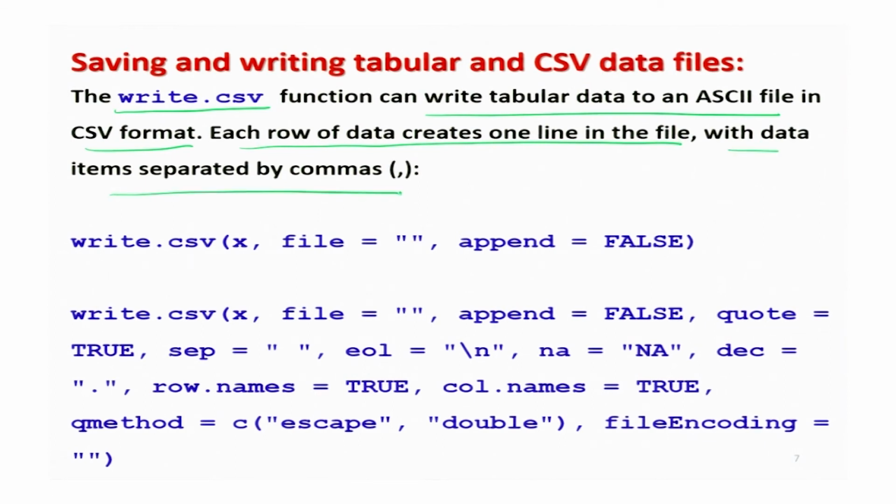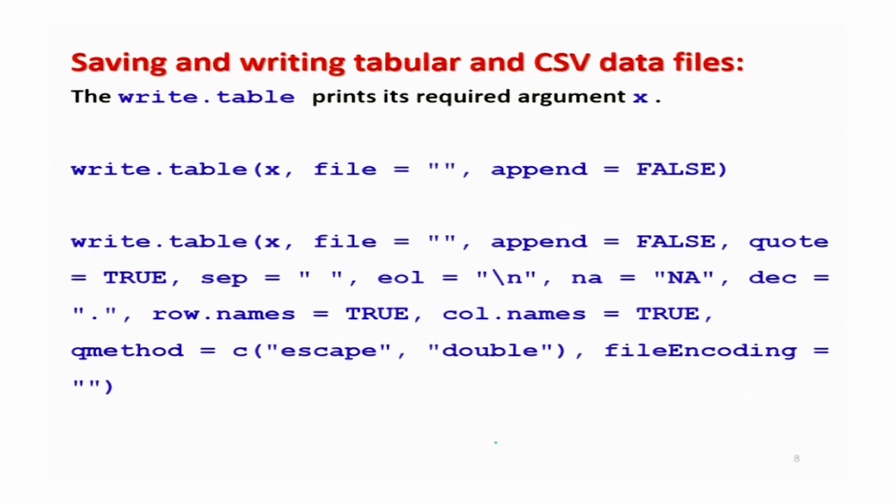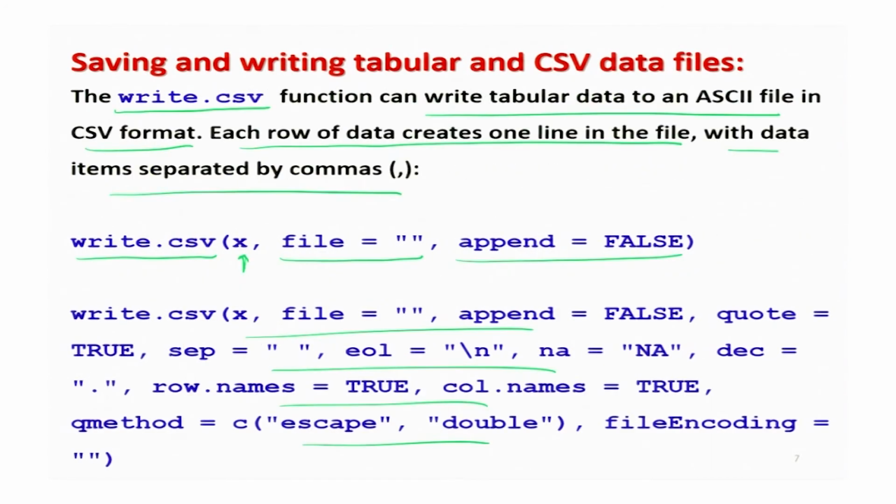So for that also you have a simple command here, write.csv, and then here x, then you give the file name, and then you can use append equal to true or false, exactly in the same way as you have done in the earlier case. And after that you will see there are many more options, and I have just given you the idea of how you can use them.